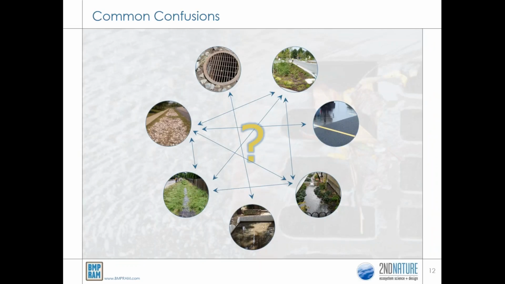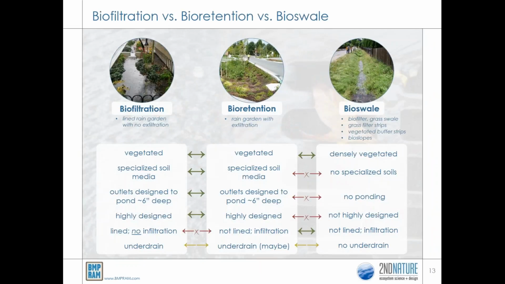There are several instances where a user may have trouble distinguishing between two different BMP types. Following, we provide some guidance to differentiate between the commonly confused types. First is biofiltration versus bioretention versus bioswales. All three of these BMPs are vegetated with species that can handle both stormwater ponding and drought conditions.